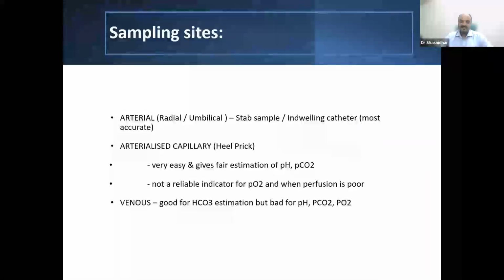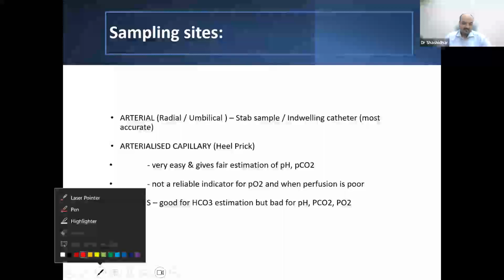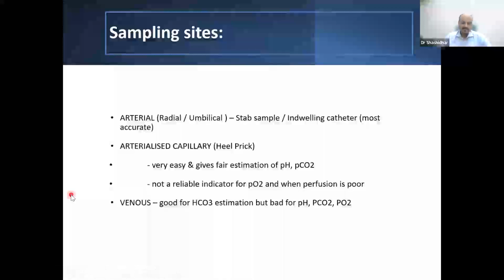The sampling sites are usually arterial, which is the best. That's why it's called the arterial blood gas. If you cannot do an arterial sample, then the next best would be arterialized capillary blood gas. The least preferred is the venous blood gas. If you have done a venous blood gas, it's as good as not useful, or useless. But in the arterial blood gas, what you should know is this.